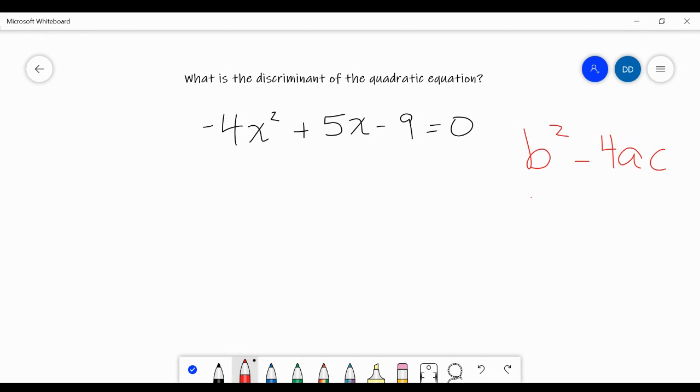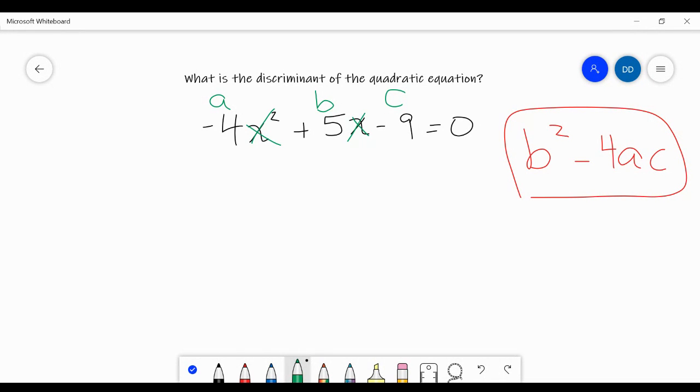So in order to use this formula, we need to know what a, b, and c are. And that's why it gives you this quadratic equation in standard form. So we've talked about this before where this is a, this is b, and this is c. So not including the variables, we don't even need the variables in this case. We're only looking at the numbers, the coefficients. We're going to take those numbers and we're going to plug them into our formula, b squared minus 4ac.